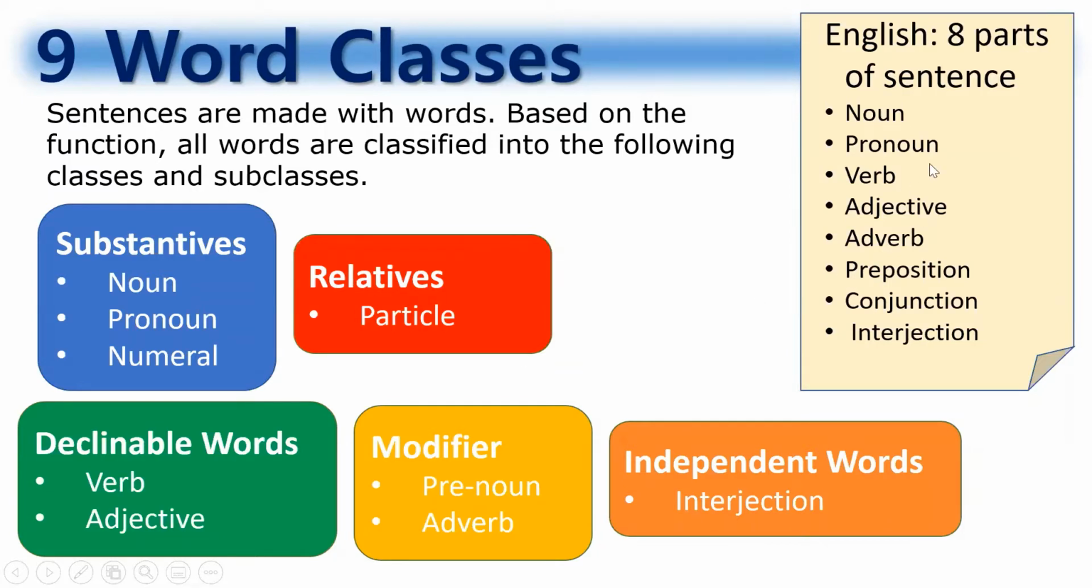And now after that, we have declinable words here, verb or adjective. So they are also in the English terms too. And next modifier, we have adverb and pronoun. Pronouns are similar to adjective. One function of adjective: adjective can be used two ways.